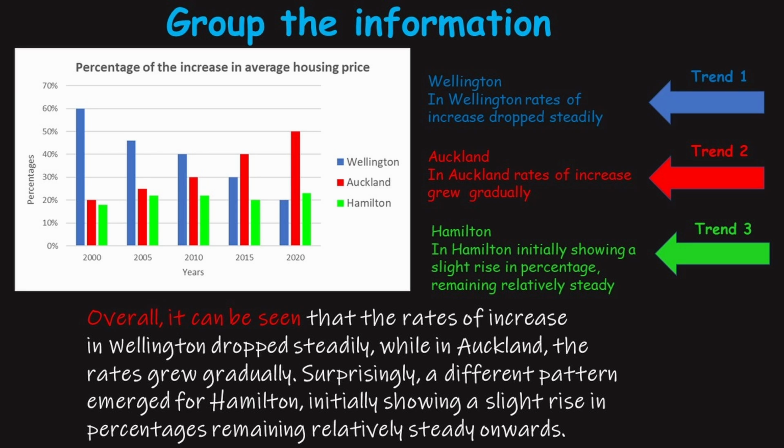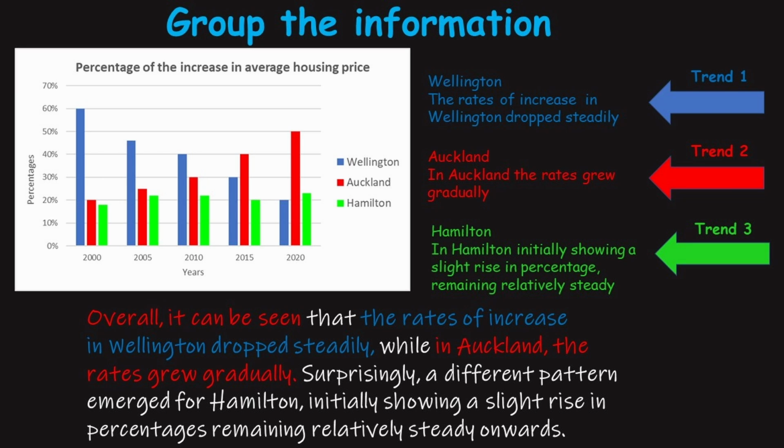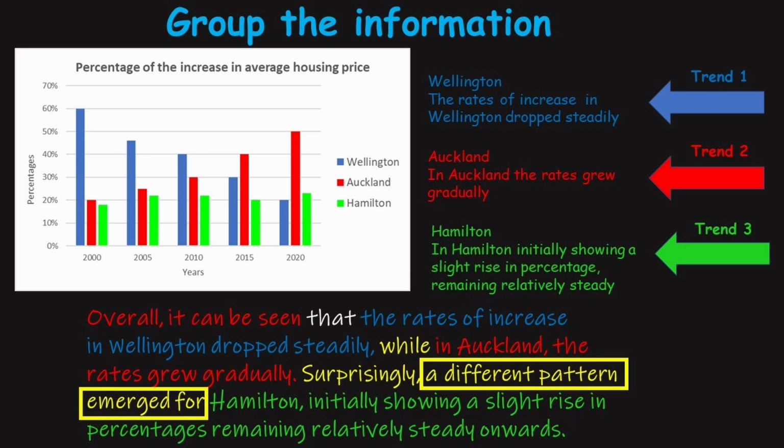Pay attention, according to the recommendations, the first phrase is "overall it can be seen." Then I included the first trend related to Wellington. Further, I included the second trend related to Auckland. Trend number 3 I included in the second sentence. To make comparisons and ensure coherence and cohesion, I use specific words and phrases that I highlighted in yellow. These words and phrases are "while," "surprisingly," and "a different pattern emerged for." Again, these words serve as the indicators of comparisons and make the overview sound logical.